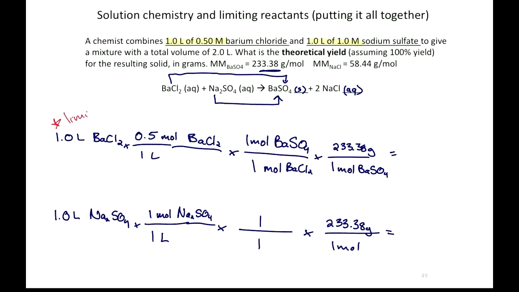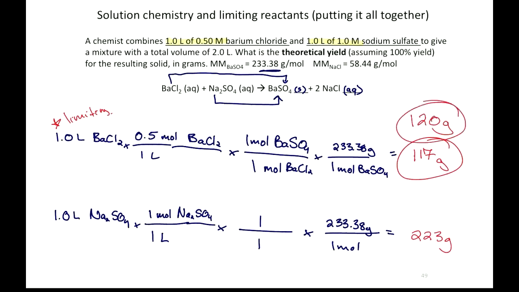This one is limiting because when you calculate these amounts, you get that barium chloride will make 117 grams of product, and sodium sulfate will make 223 grams of product. So it's that 117. I think this should have 2 sig figs though, so 120 grams of product is what's made here. So same idea here with limiting reactants that we did in chapter 3. You just have to do the calculation twice to figure out which one's actually limiting. And so in this case, sodium sulfate is actually in excess.